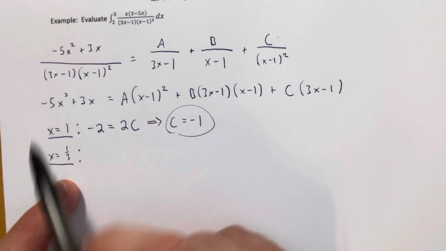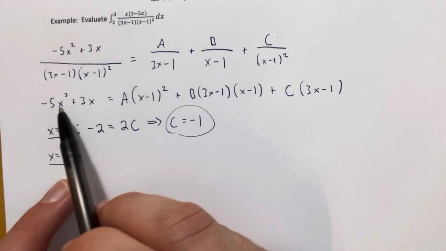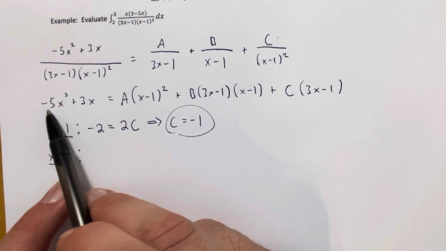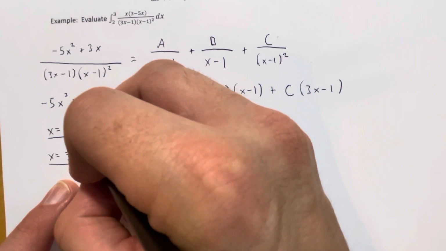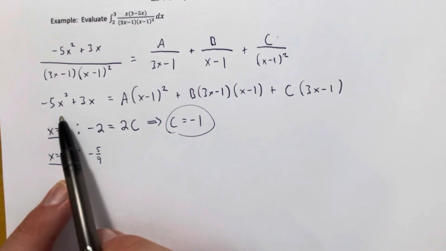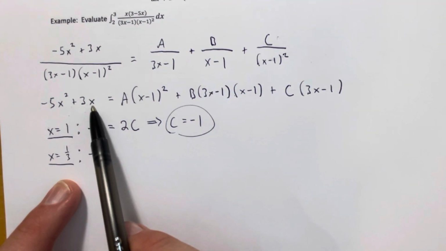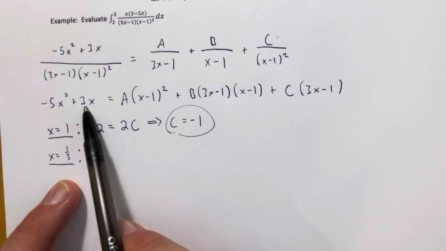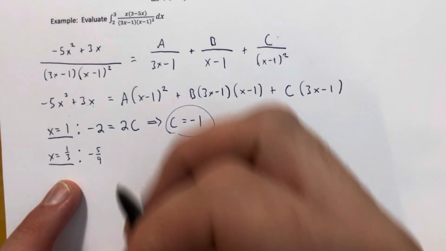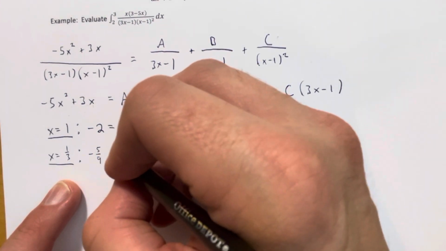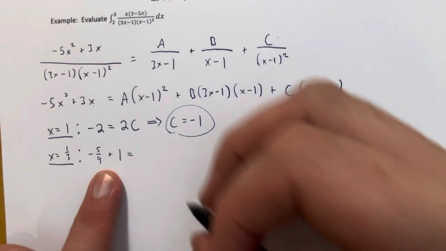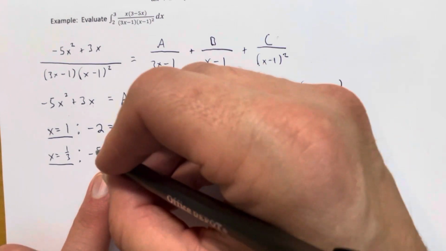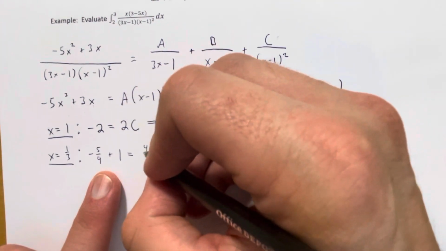1/3 squared is 1/9. And so that's going to give me negative 5/9 for this, right? Negative 5/9. Okay. Now, if I plug a 1/3 in here for this 3 times x, 3 times 1/3 is just 1. So I get plus 1. That's pretty easy to do mentally because 1 is the same thing as 9/9, minus 5/9 would be 4/9.